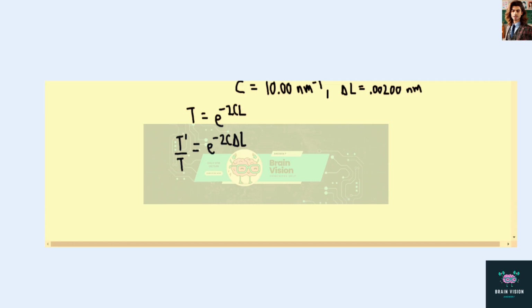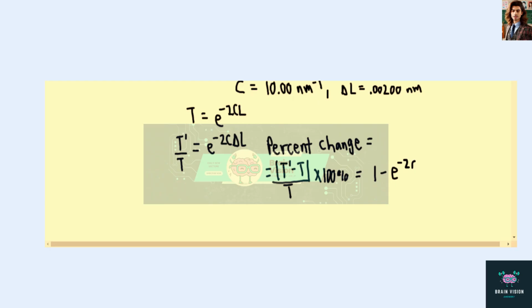And from the formula for percent change, we can then write that as percent change equals, and I'll just write it down here as T prime minus T, absolute value of that, over T times 100%, equals 1 minus e to the minus 2c delta L in parentheses, because now basically this e to the minus 2c delta L is going to be less than 1, so we don't have to worry about an absolute value. And then this will be multiplied by 100%.